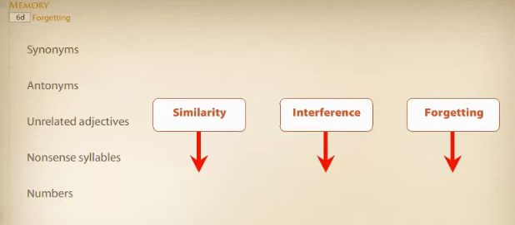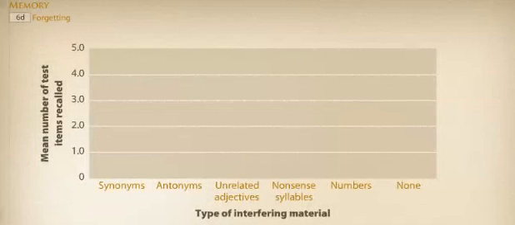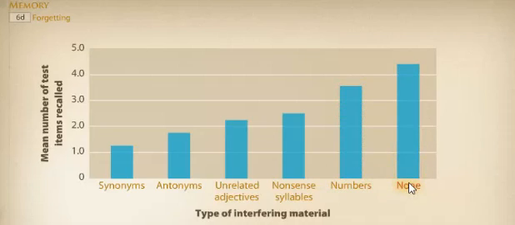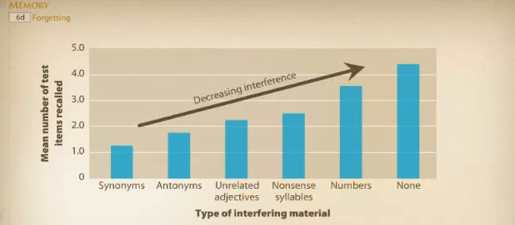Here's what they found. So for synonyms, relatively low. Antonyms, a little bit higher. Unrelated adjectives, nonsense syllables, numbers, and nothing. So it shows the more the material is related, the more likely you're going to have interference. So they found that decreasing the similarity of the intervening material decreased the amount of forgetting, because of the reduced interference.